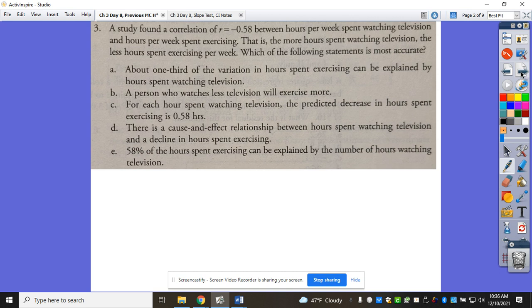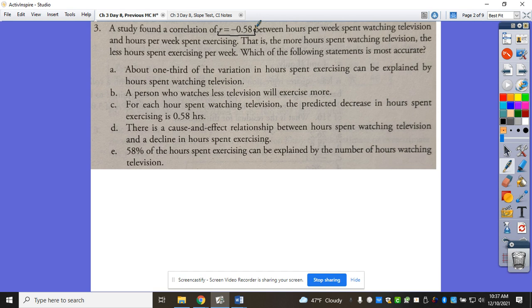All right, this is a tricky one. A study found a correlation of R equals negative 0.58. Well, that in itself means what? What does that tell me? Slope's negative relationship. What does 0.58 mean? That's a pretty weak relationship. Maybe moderately weak.